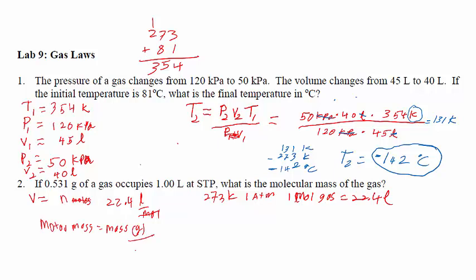Okay. So what I want is, if molar mass is mass in grams over N, the mass in grams is 0.531. 1 over N, rearrange this and you say 1 over N, divide each side by N, and divide each side by V, equals 22.4 liters over V, which is 1 liter.